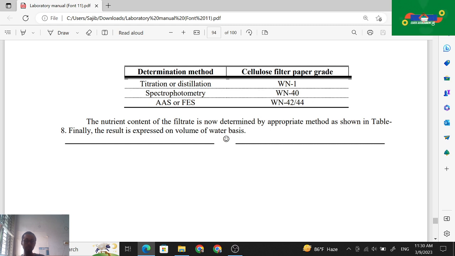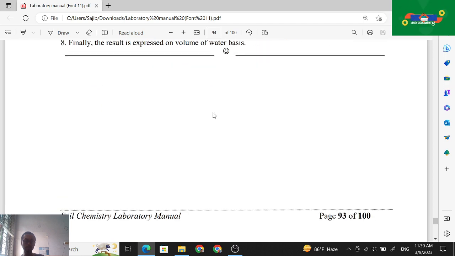The nutrient content of the filtrate is now determined by the appropriate method as shown in table 8, and finally the result is expressed on a volume of water basis.